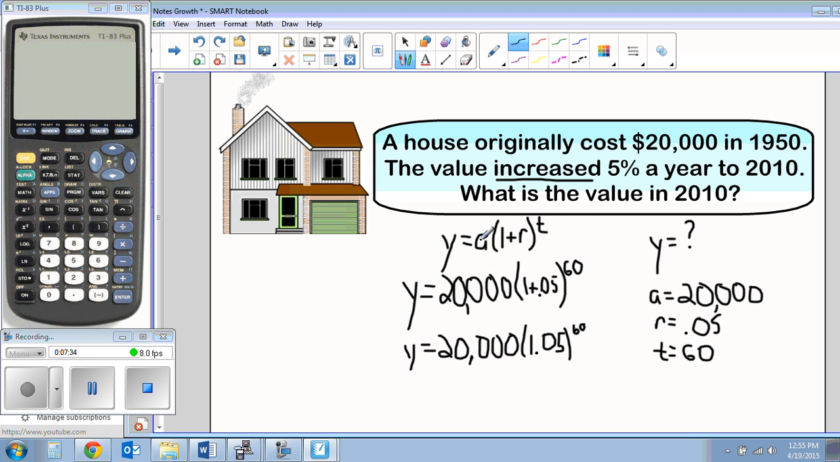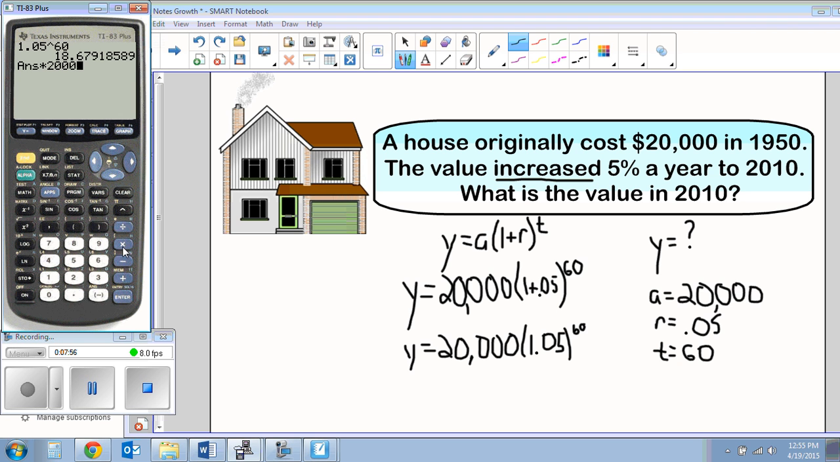So I know it's going to be this equation right here, and I already set it up. I have y equals 20,000 times (1 plus 0.05) raised to the power of 60. I combine 1 and 0.05, and I get 1.05. And over here, I'm going to use my calculator, so I do 1.05 raised to the power of 60. And I'm going to multiply this by 20,000. Hit enter.